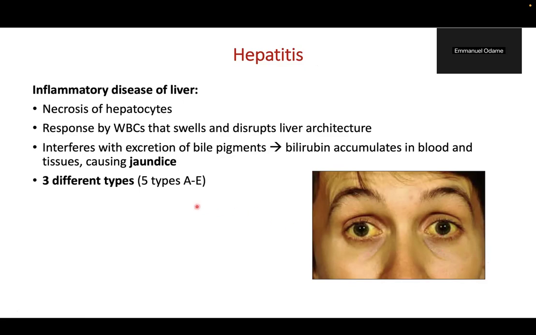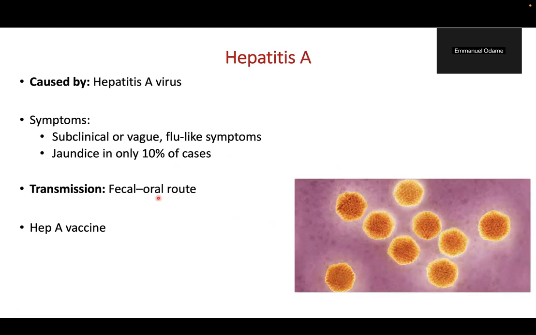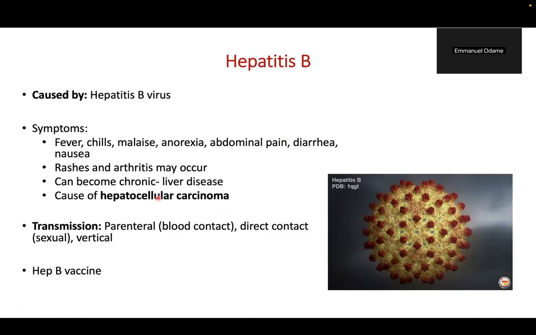There are five types of hepatitis, ranging from A to E. So now let's talk about hepatitis A, caused by the hepatitis A virus. Symptoms are subclinical or vague, and you also experience flu-like symptoms. In some cases you have jaundice, which is present in about 10% of all cases of hepatitis A. Transmission is through the fecal-oral route, and we have the Hep A vaccine, which you can take to protect yourself.